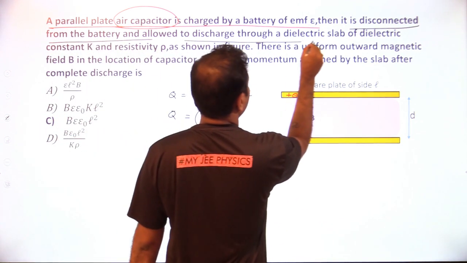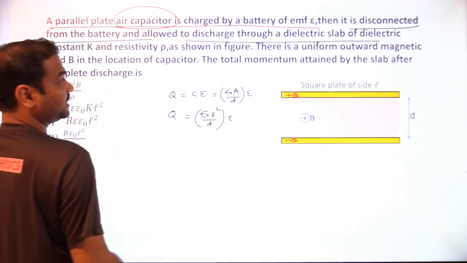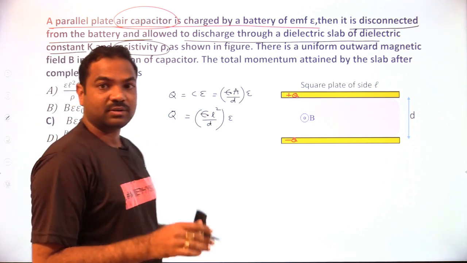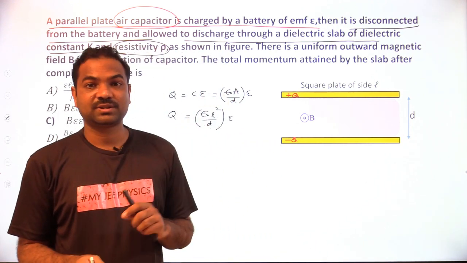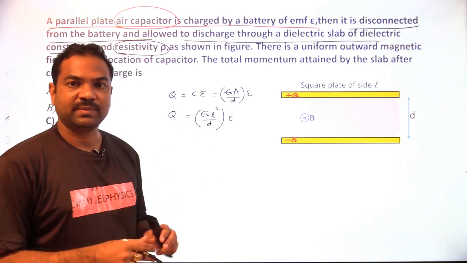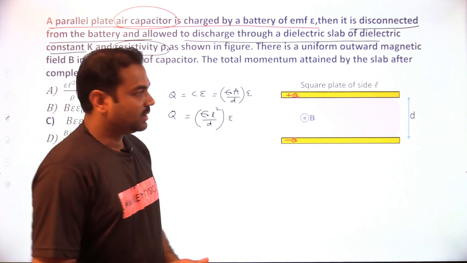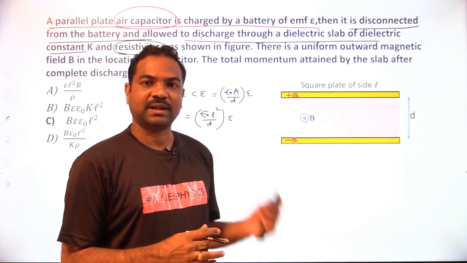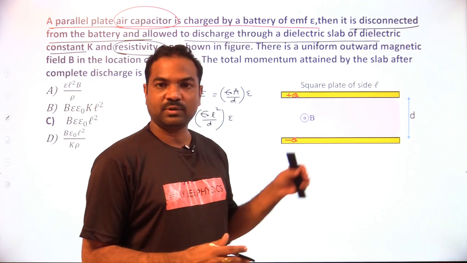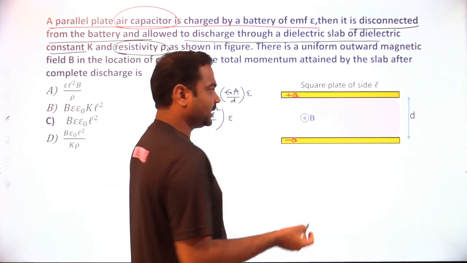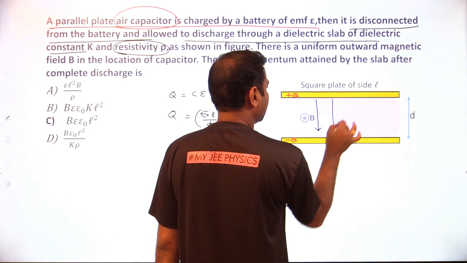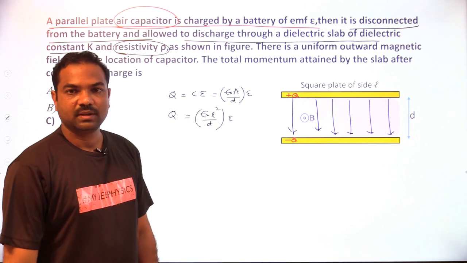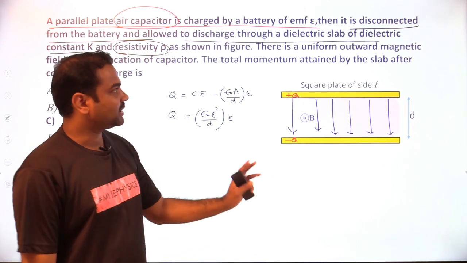What we are doing now is allowing it to discharge through a dielectric slab of dielectric constant K and a resistivity. Not only a dielectric constant, it also has some resistance. That means it will allow the passage of charge. So how will the charge flow? Usually we take the positive charge flow, but actually electrons flow from the negative plate to the positive plate, and we take the current in the opposite direction. So there will be a flow of charge from the positive plate to the negative plate, something like this. That's why we call it a leaky capacitor.